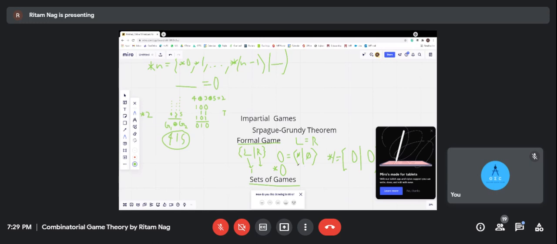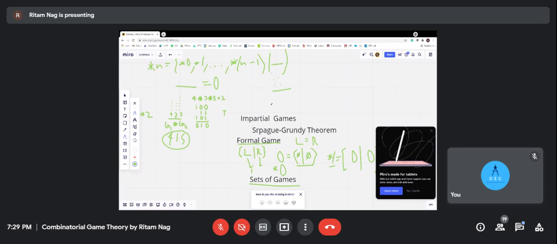So that's equivalent to 0. You can realize that the position with exactly one stone is equivalent to star 1. And then the position with exactly 2 stones is equivalent to star 2 and so on. And after that, you can add 2 games. So the position with 3 stones on one pile and 2 stones on the second pile.